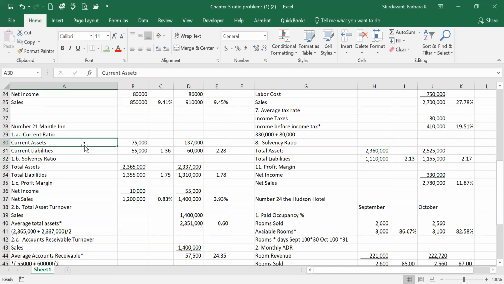This one, we can do some extra ones. Okay. So first one was current ratio. Again, current assets, current liabilities.